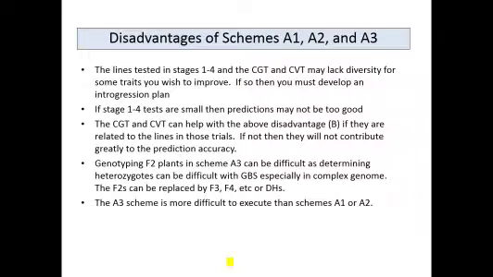The genotyping of F2 plants in scheme A3 can be difficult for determining heterozygotes, etc. And so you can go back to the section on rapid cycling and get some considerations there of what material to use. And certainly scheme A3 is more difficult to execute than schemes A1 and 2.